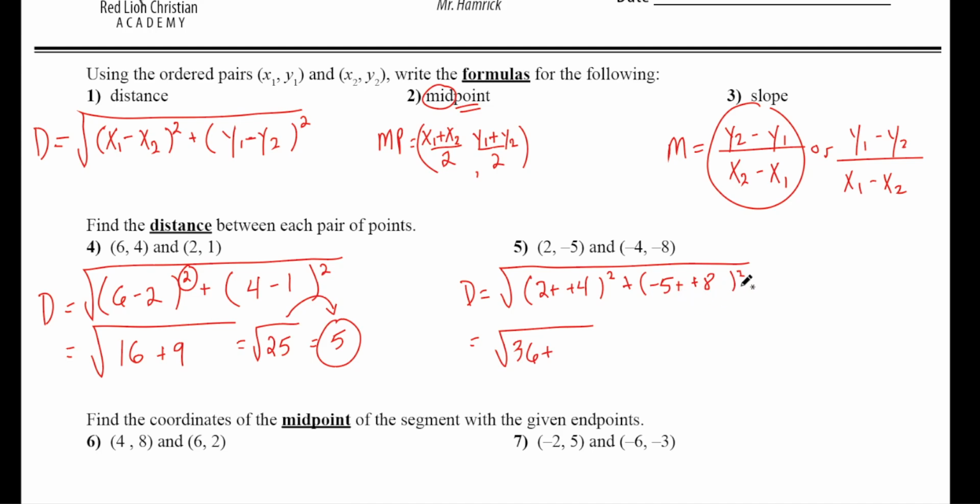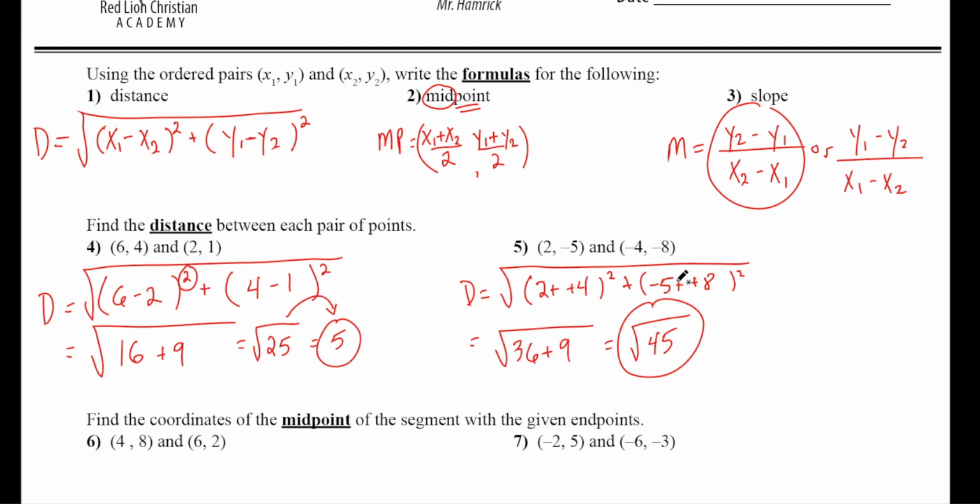Now, what am I doing to that 3? Multiplying it by itself, or squaring it. So what's 3 times 3? 9. Okay. Add those two up. What do you get? 45. Does that come out to a whole number? Is there a number times itself that equals 45? Nope. All right. So what do we do? Leave it like that. Circle it. Leave it like that.